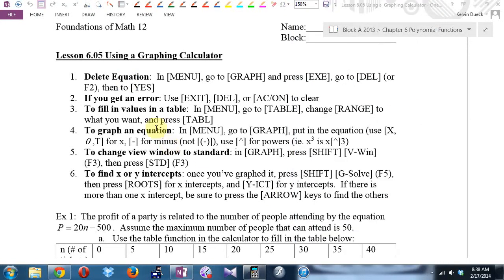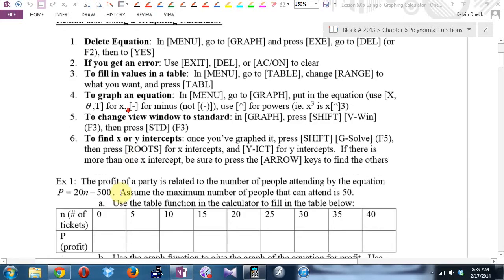Let's see. Continuing on. To delete an equation, if you get an error, there's some instructions here. You know what? We're going to just jump on in. So get your graphing calculators out. You have your graphing calculator here, I hope, because that's what today is about.